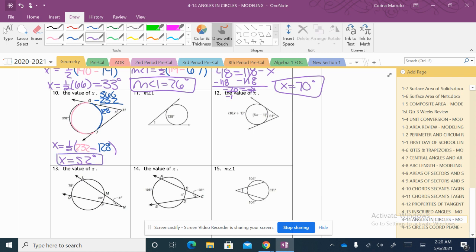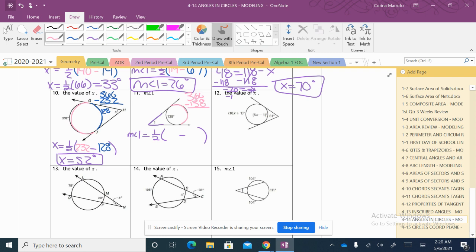Alright. The next one, so we're looking for the exterior angle again, which is 1. So the measure of angle 1 is equal to, we're going to take 1/2. We're going to take the bigger side of the circle. We don't know what it is. We're actually going to have to find it. We do 360 minus 138.